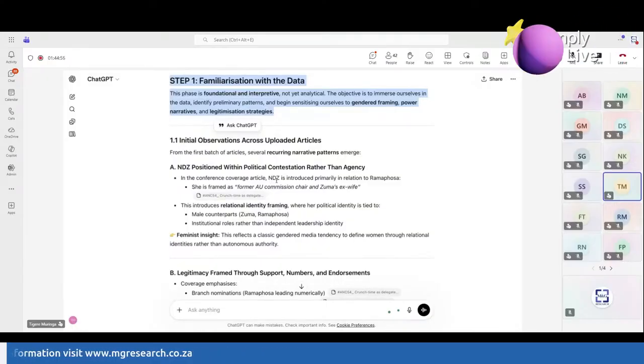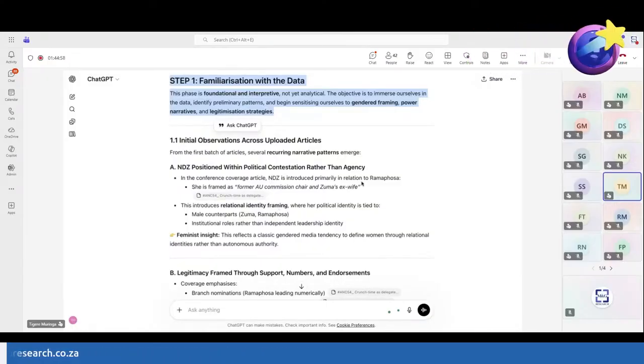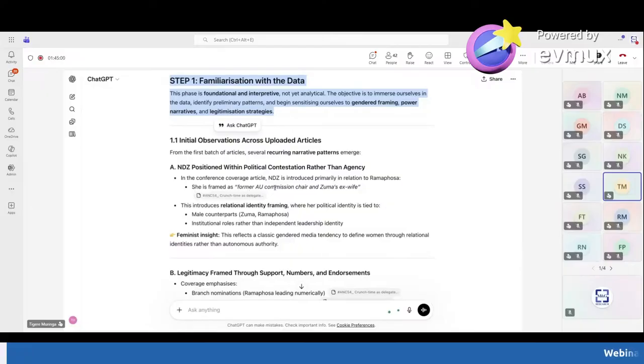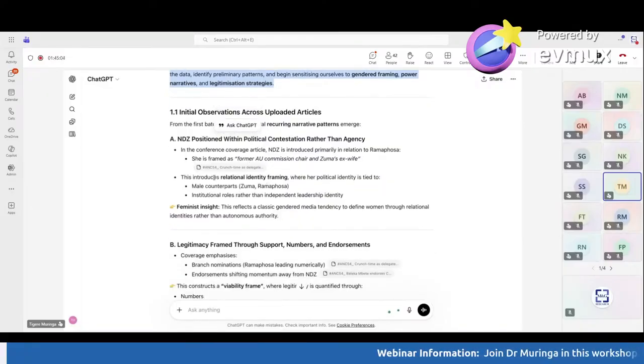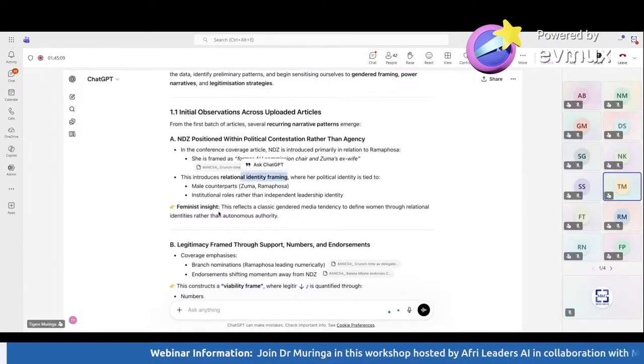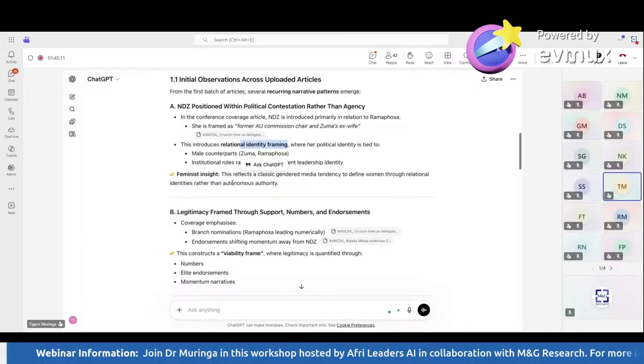Nkosazana Dlamini Zuma is introduced primarily in relation to Ramaphosa. She's framed as former AU Commission Chair and Zuma's ex-wife. This introduces relational identity, right? Male counterparts are institutional, so feminist insights reflect a classic pattern.